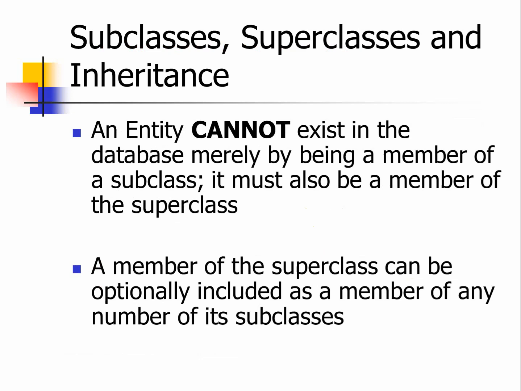An entity cannot exist in the database only as a member of a subclass. If they are part of the subclass, that means they must exist in the superclass. It's pretty straightforward. If you are a salary employee, it means you must be an employee. If you are a manager, you must be an employee. A member of a superclass can be optionally included as a member of any number of its subclasses. What I'm trying to say is that if that person is not a manager, then that person doesn't need to be included in manager, and that's totally fine. It depends on your constraint definition.